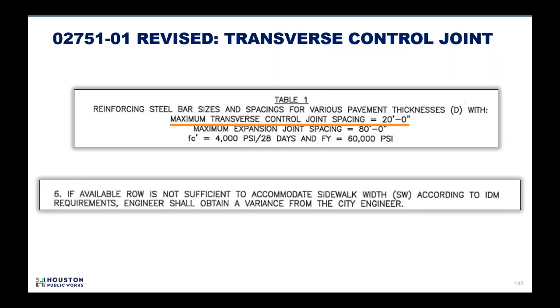Note 6 has been added to make clear to the design community that the city wants to stick to the requirements set in the IDM. In the cases where the right-of-way is insufficient to accommodate the sidewalk width, the city wants to work together with the engineer through the variance process to ensure minimum standards are upheld.